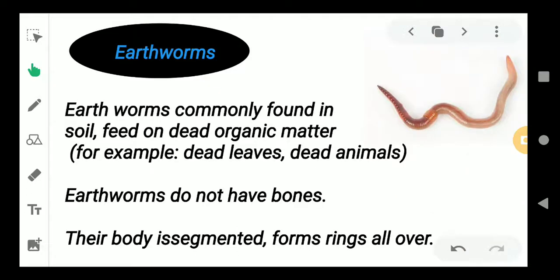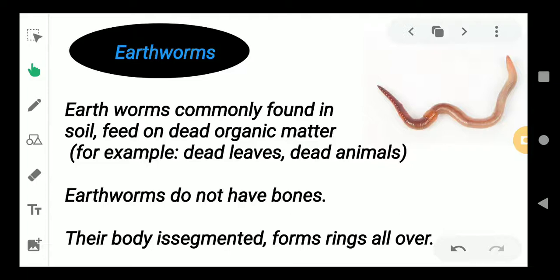First, we are going to discuss earthworms. Everybody might have seen earthworms. Earthworms are commonly found in soil. And what do they eat? They feed on dead and organic matter, for example, dead leaves, dead animals, etc.